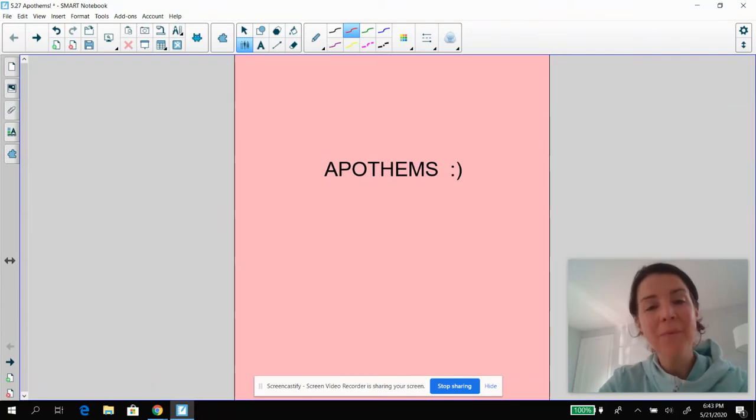Hey everybody, so today we're going to talk about apothems, sometimes pronounced apothems. So gross. So we're just going to call them apothems, and you'll see soon that apothems are a really important part of the polygons that we've been talking about over the last couple weeks.